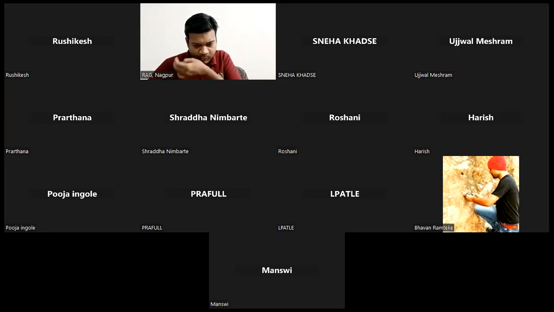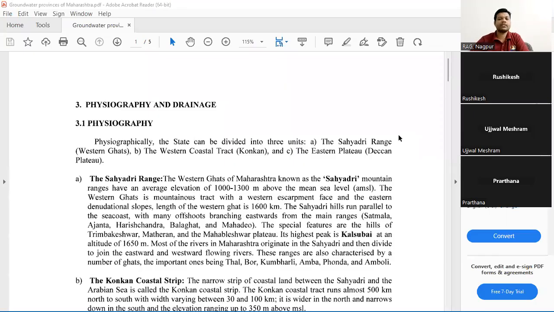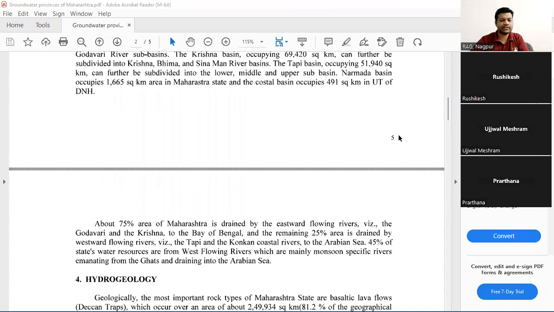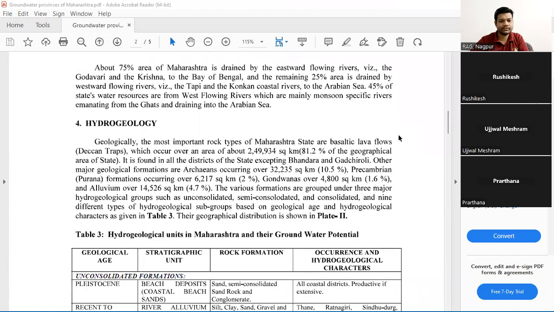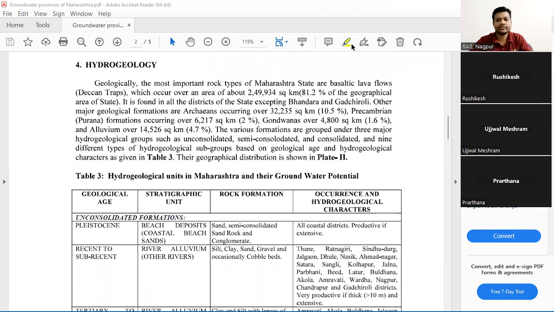If not, I'll move forward to the next topic, and that is groundwater provinces in Maharashtra. Is my screen visible? Yes, sir.